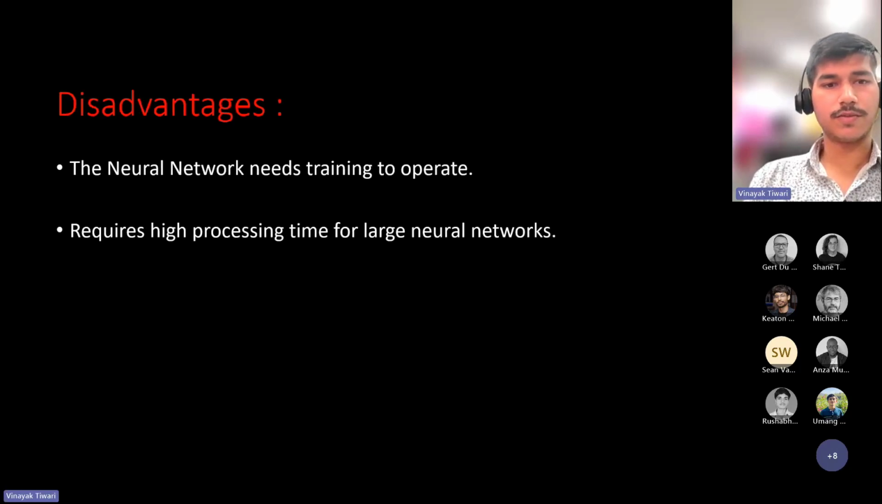They need training the first time whenever you build a neural network implementation, and it requires high processing time for large neural networks where there are n numbers of nodes.